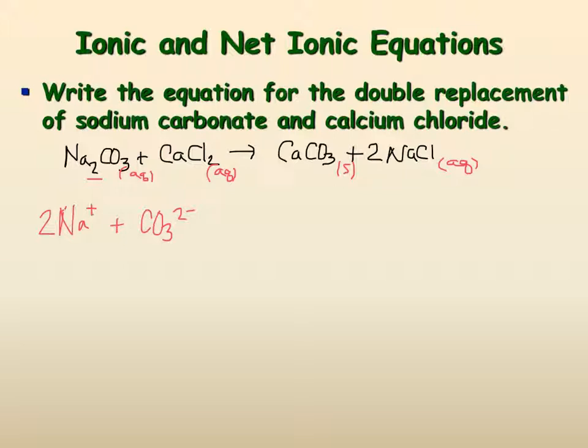CO3 2 minus plus calcium 2 plus chlorine minus, and 2 of those. And again, going to throw my states in here. The net ionic reactions are usually a little longer to write because you have to separate everything out and actually put the ions in there.